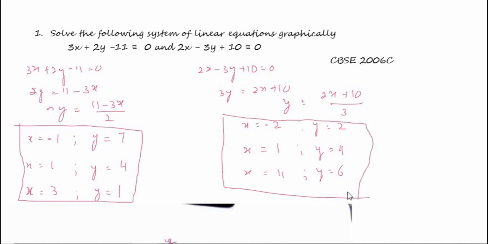So whenever you want to draw a graph, you need minimum 3 points. Actually 2 points are sufficient, but if one of them goes wrong, you won't know whether everything is wrong or right. So if you have 3 points, if those 3 points do not come in a straight line, you know that somewhere you have made a mistake. So always plot minimum 3 points for each equation.